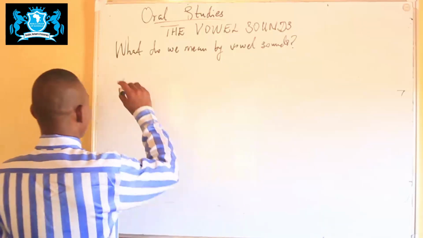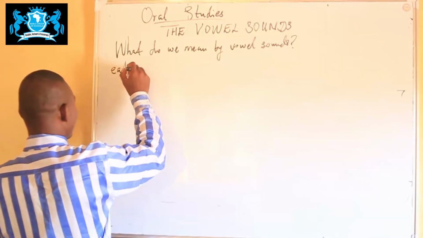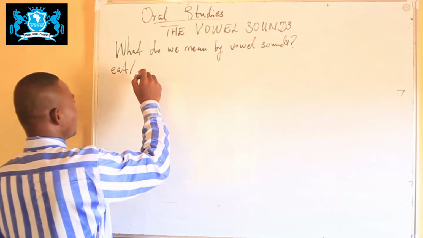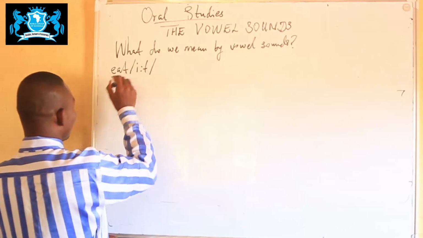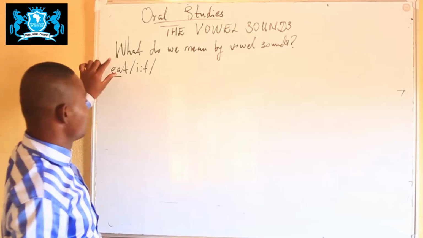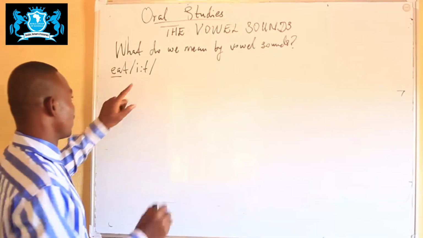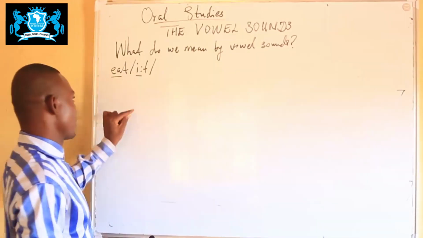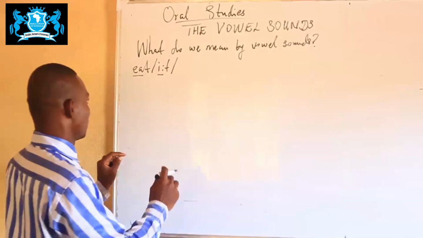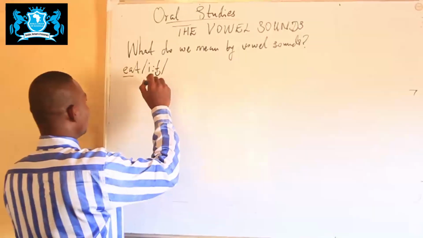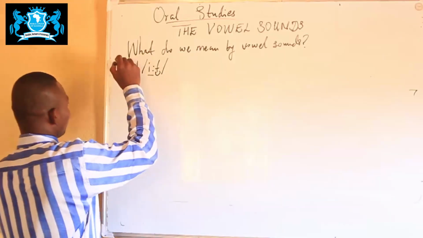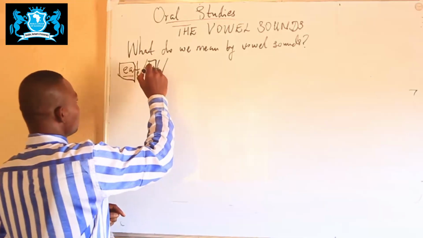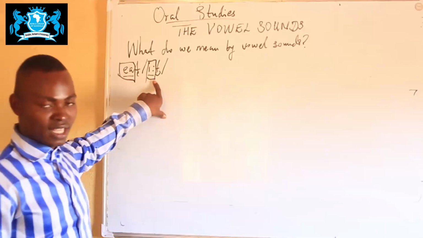For instance, in the word eat, we can transcribe it as eat. If we underline the vowels that are here, E, A, and then we underline the sound that is here, E. If we remove the sound which is not a vowel, then the sound produced by these vowels, which is E, is known as a vowel sound.